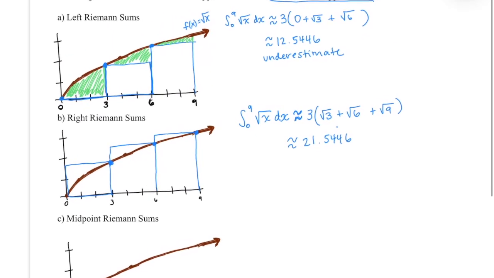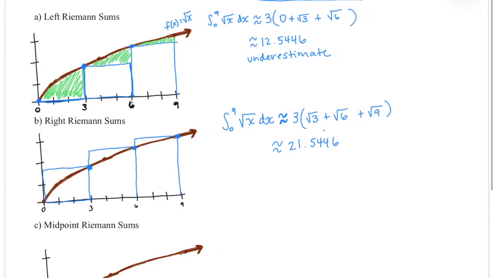You can see it looks similar to this number because instead of a 0, we had this square root of 9 right here, which ends up being 3. And then 3 times 3 is 9. So this estimate is actually exactly 9 greater than the underestimate before.